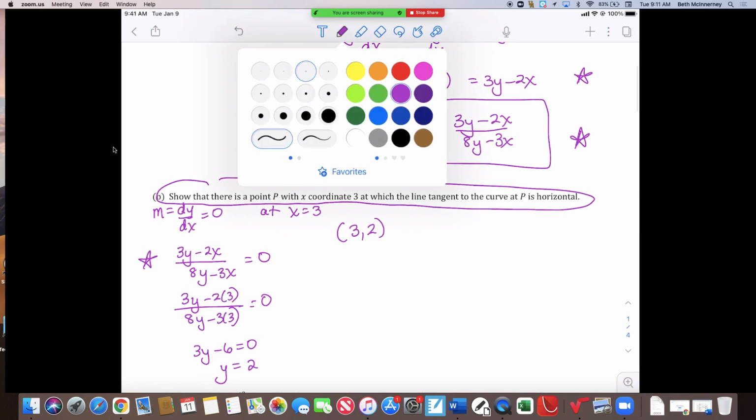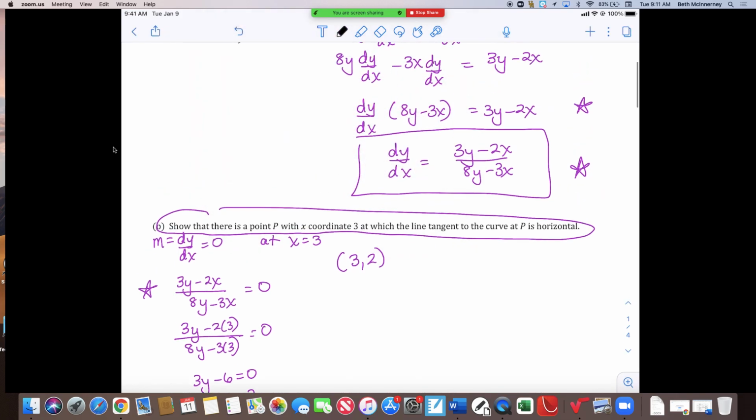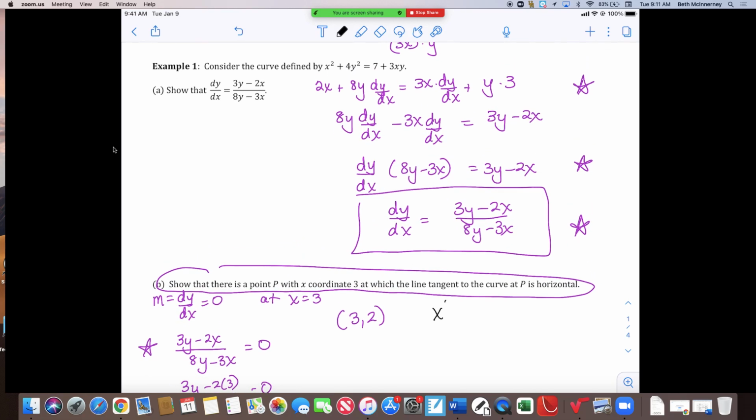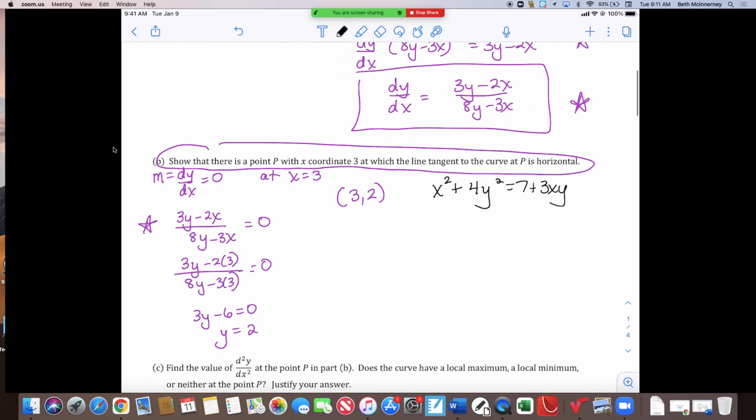What I've got to do now is go back up here and see it. You see where the function is? I've got to show that (3, 2) is actually on this curve. So we're going to plug it in and make sure it's on the curve. All right, it's an equal sign.